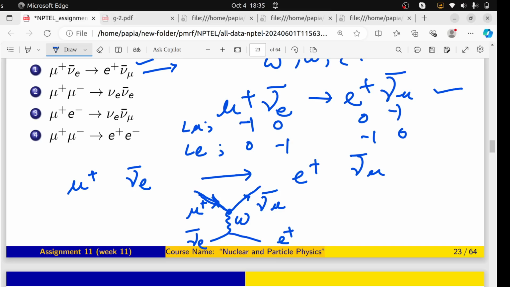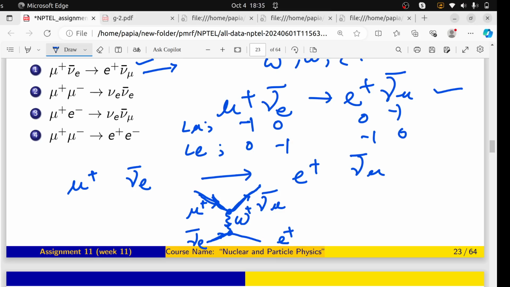So mu plus is this one, and let's say this is W plus and it is going this side. So what does this mean? This means that mu plus is coming in that vertex and from this vertex W plus is going. So as a whole this should be chargeless, because mu e bar has zero electric charge. Now coming to this vertex. This does not have any charge.